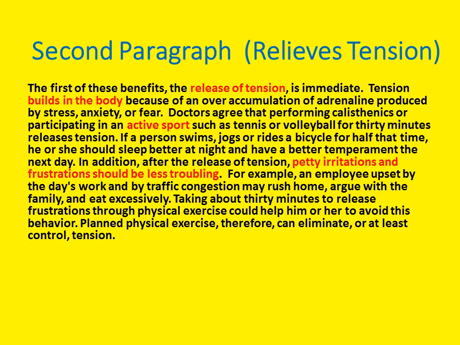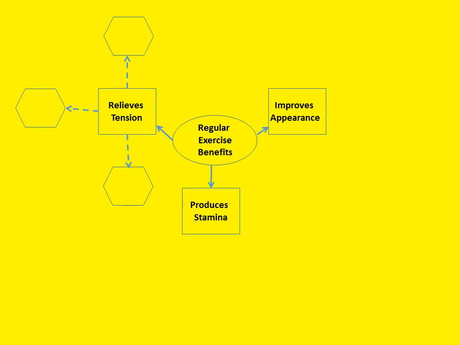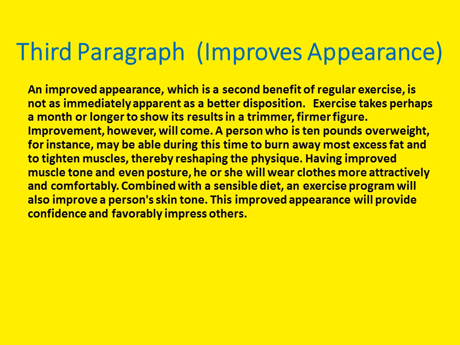Now, in this one, we talk again about releasing tension, how tension builds in the body, and how we can eliminate it by active sports. It also helps with petty irritations and frustrations. So let's go ahead and diagram this. Well, builds in the body, active sports, and again, irritation and frustration. Now again, these are just little thoughts, words, short phrases that help us remember, help us organize these thoughts we have. Moving on to the third paragraph, improving appearance.